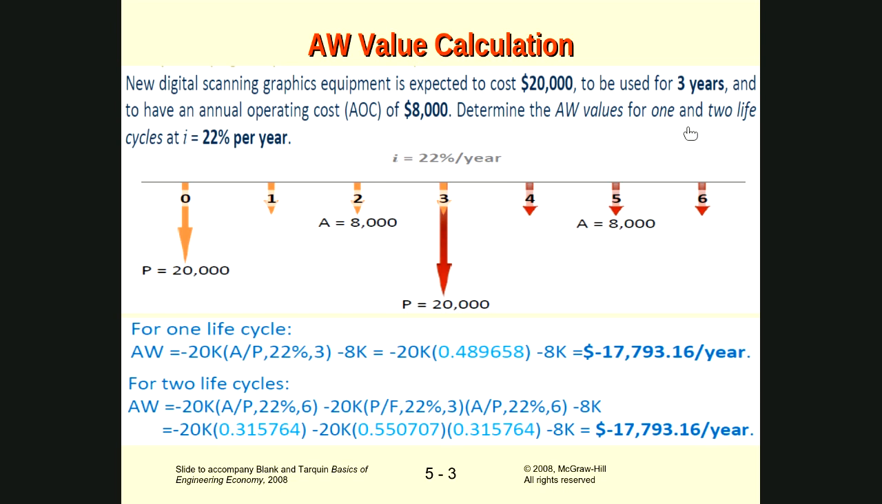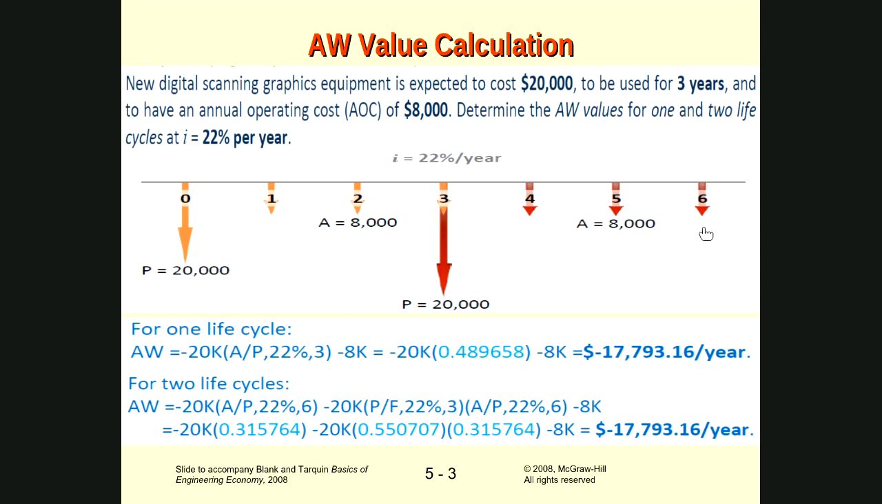And as you can see, the 20,000 is not repeated in year 6 because there is no third life cycle, or there is no third cycle in this question. It was only 2 cycles, so the 20,000 is only placed at the beginning of the cycle, not at the end, but the salvage is placed at the end of each cycle.